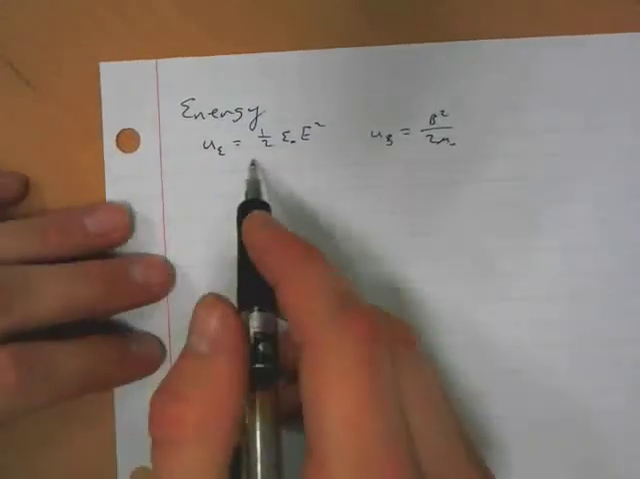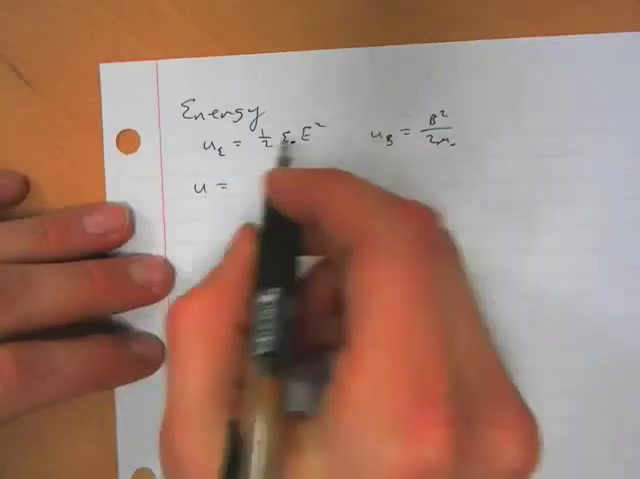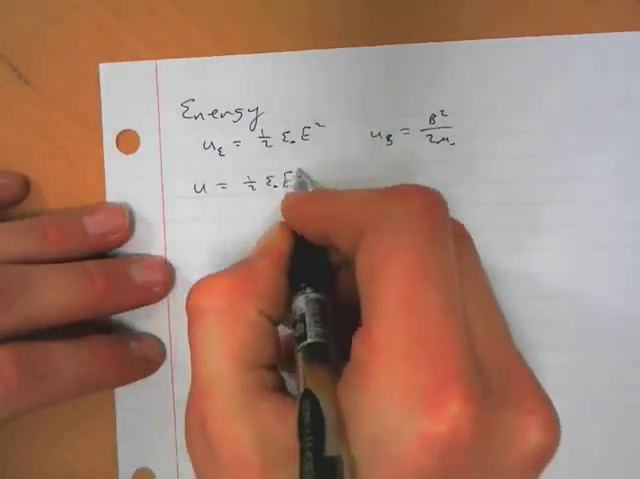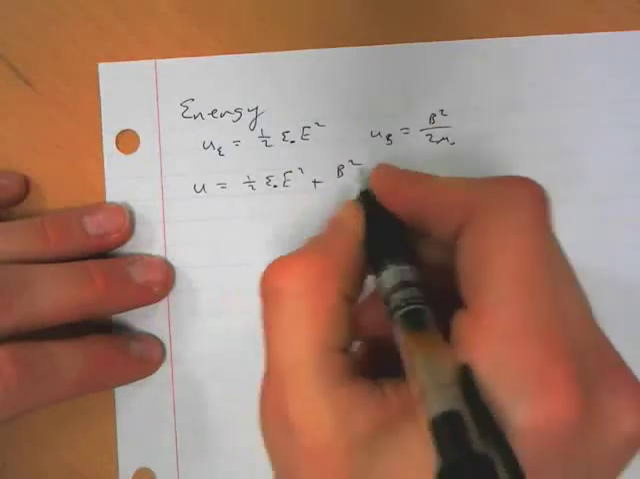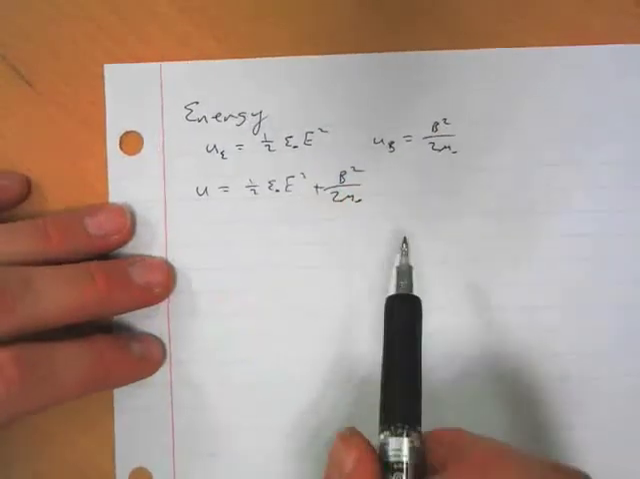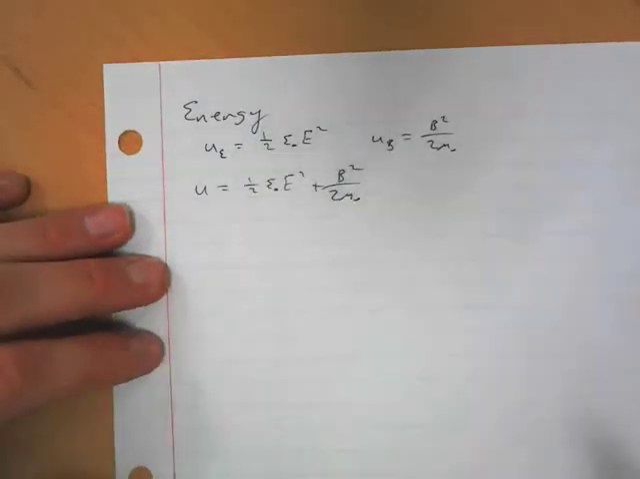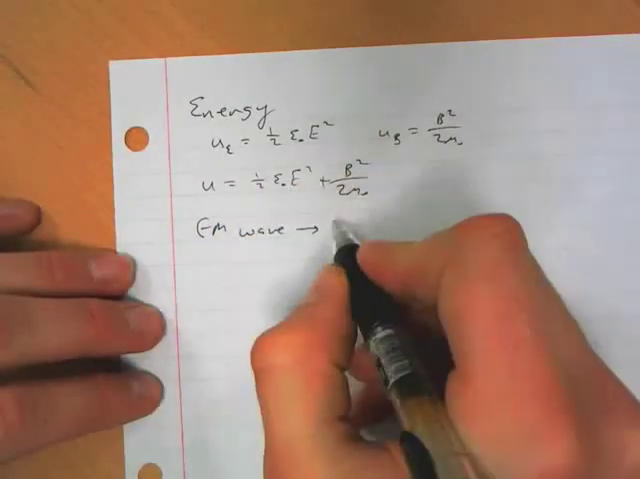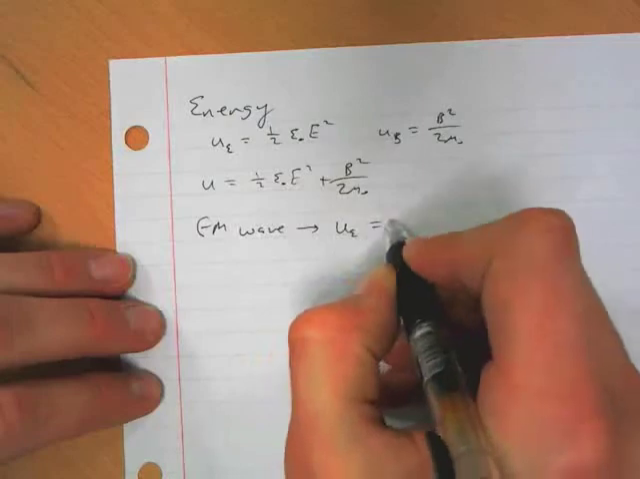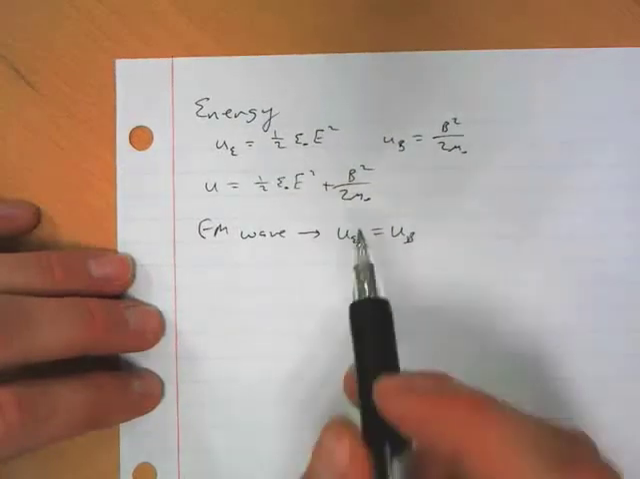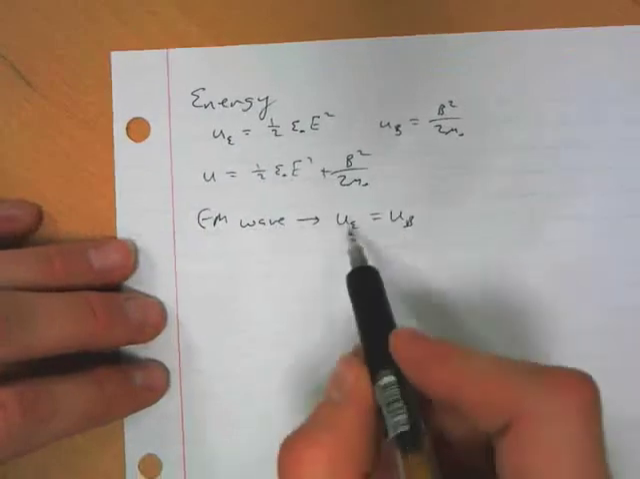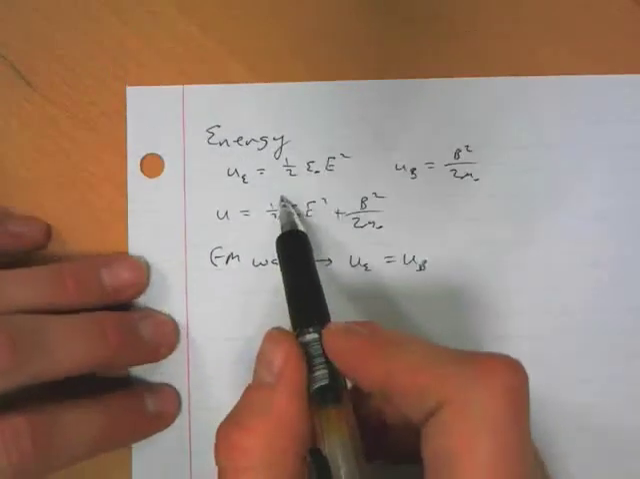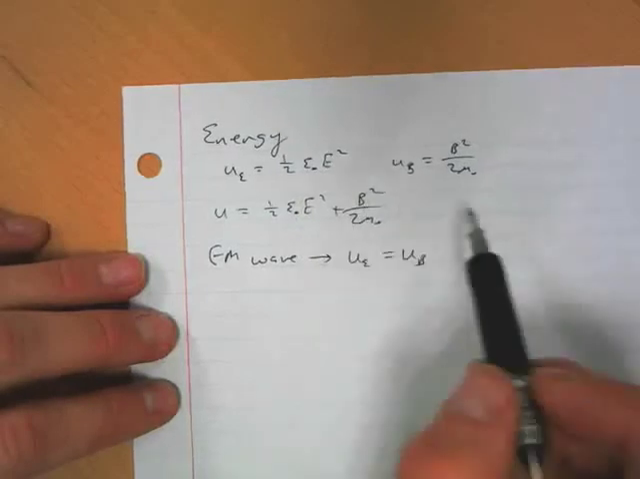And an electromagnetic wave has both an electric field and a magnetic field, and they're oriented at 90 degrees to each other, but energy is a scalar, so we don't need to worry about direction at all, so we can just add them together to get the energy density. Now, for an electromagnetic wave, the electric energy density and the magnetic energy density are exactly the same. So, we can say that this and this are equal.